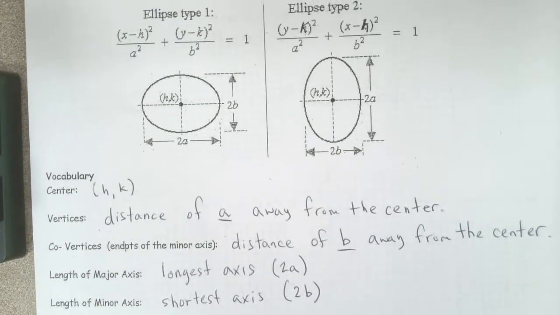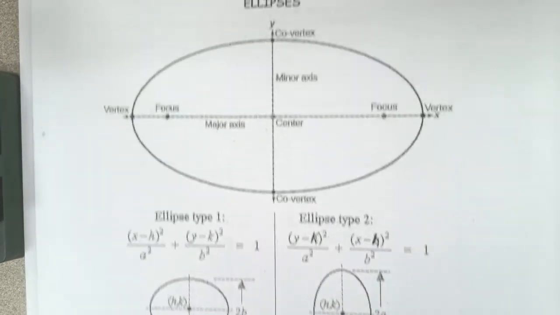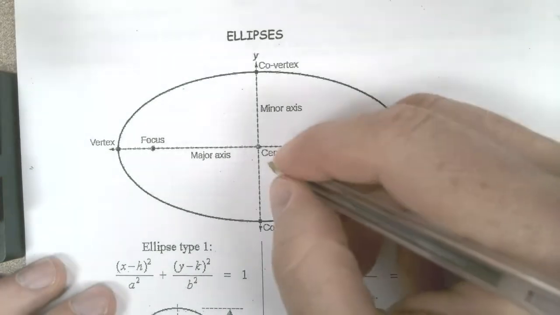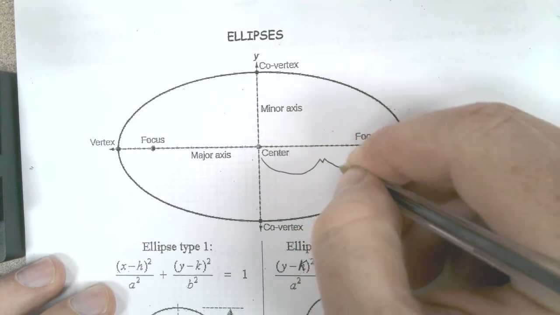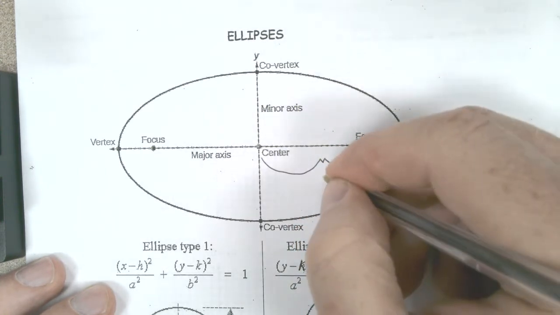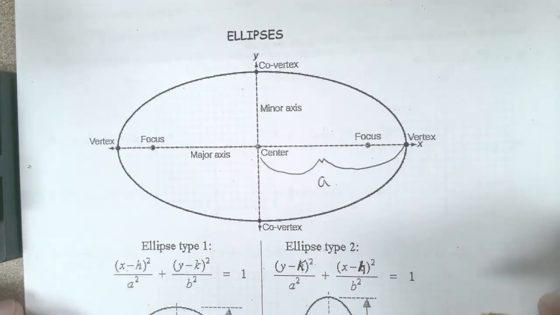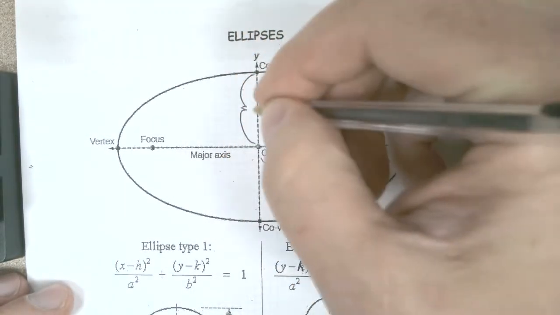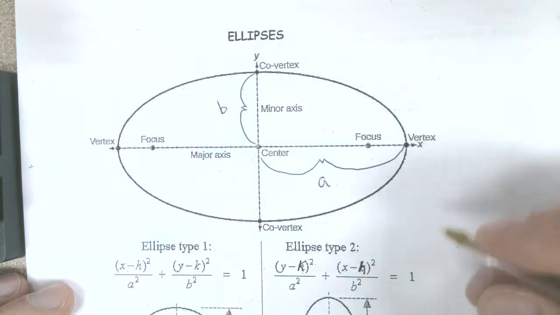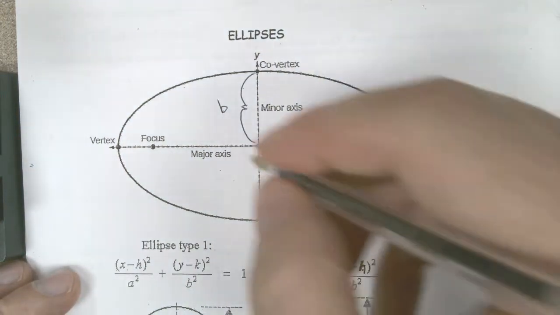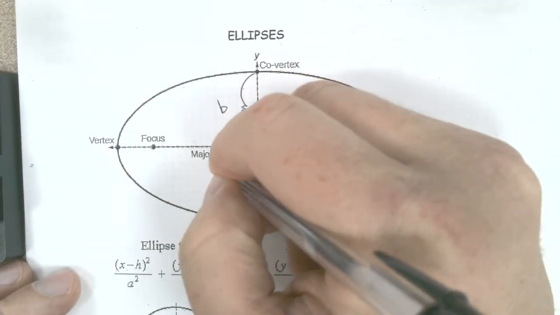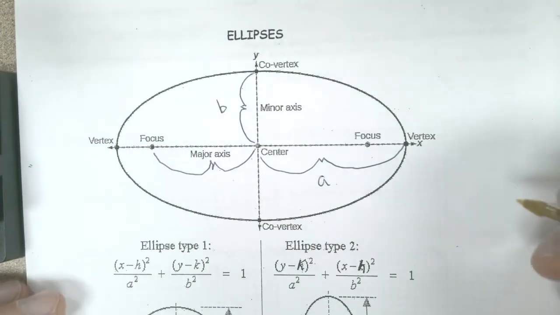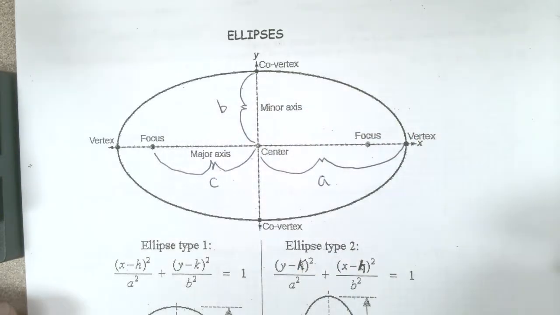Now, when we're labeling these things, I'm going to go back up here to my picture at the top. When we're labeling these, this distance from the center to the vertex represents the letter A. The distance from the co-vertex to the center is letter B. And then the distance from the center to the focus, or the foci, is our C value.